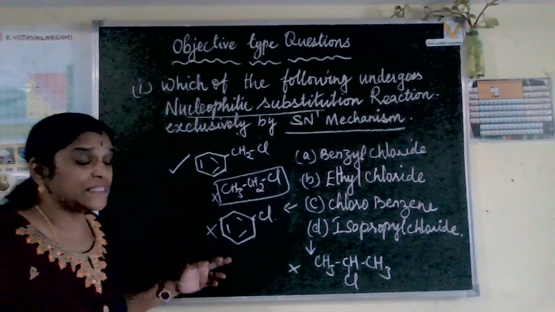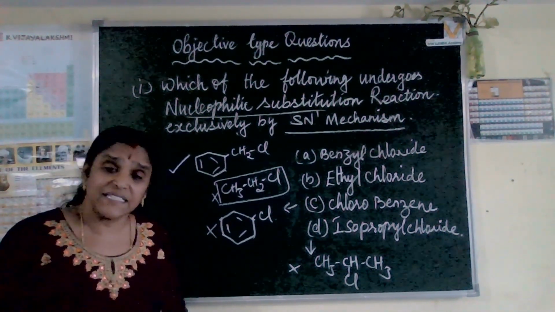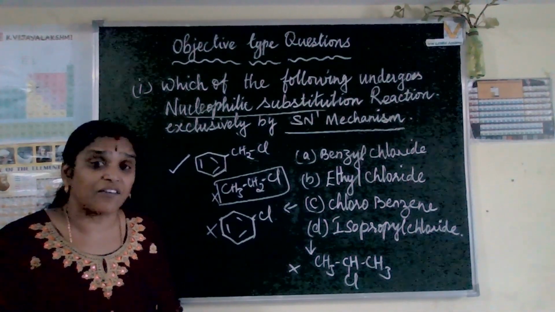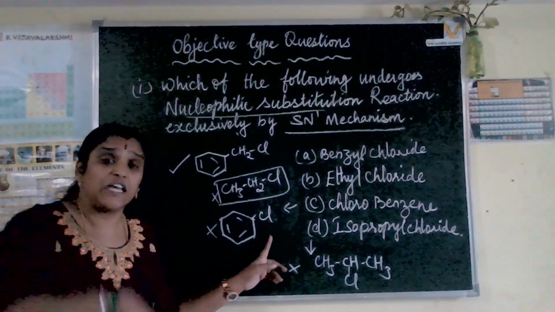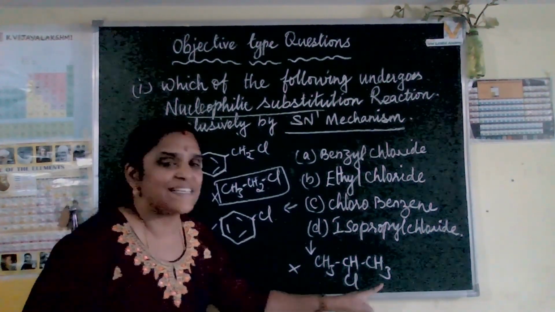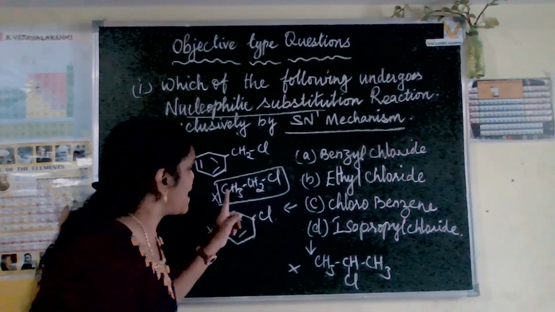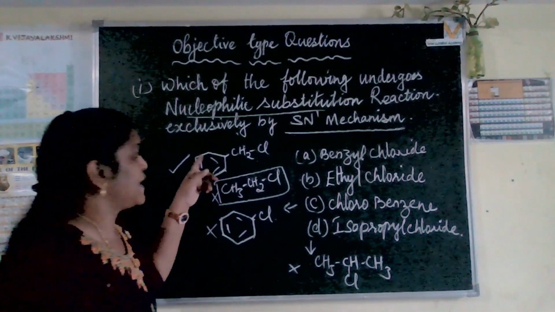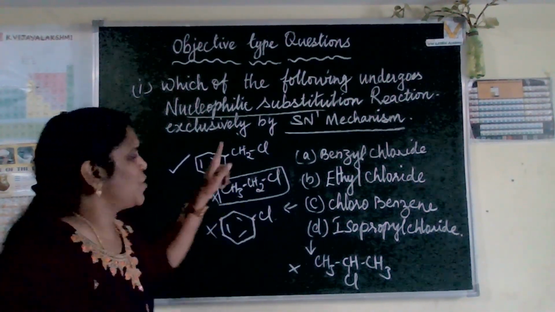And chlorobenzene is actually less reactive, because the lone pair of electrons of the halogen atom is delocalized by the benzene ring, and of course it is less reactive. Only two groups are there on this one, and this is one group, this is two groups. The highest thing it might be.